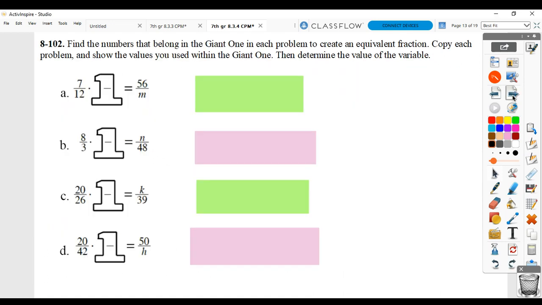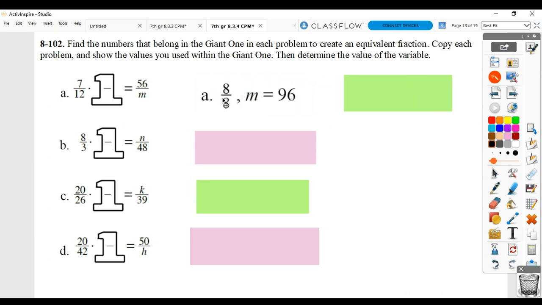For 8-102, they want you to fill in the missing numbers in the giant 1, as well as the missing value in our fraction. So for A, your giant 1 should be 8/8. M's missing value is 96. For B, the giant 1 would be 16 over 16, and n equals 128.